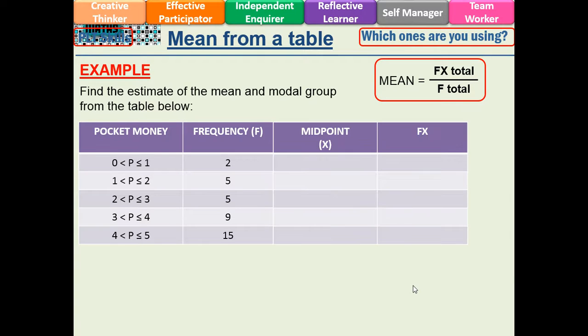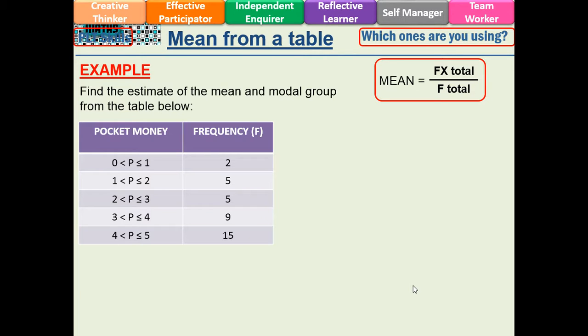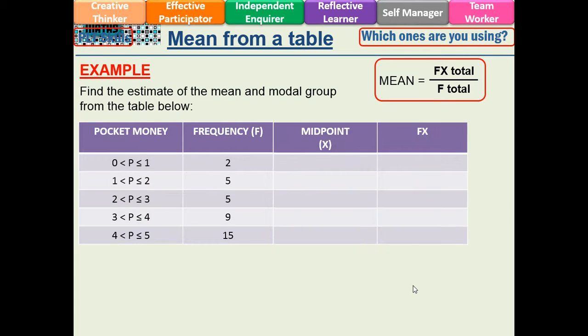Okay, so let's start off with the mean and the modal group. I think it's easier to work out what the modal group is. So you can clearly see which one has the highest frequency. 15 is the highest frequency, but my modal group is not 15. 15 belongs to the group with pocket money between 4 to 5 pounds. So the modal group is 4 to 5.